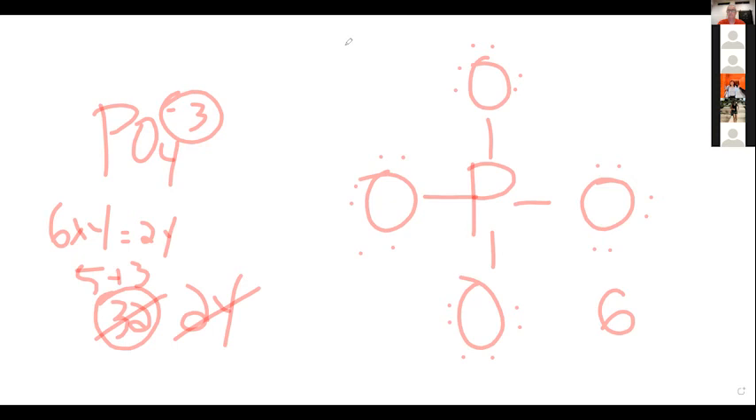Is it 7? 7, right. 2, 4, 6, and then 1 is 7. Yeah, we should have checked for octets first. I sort of jumped ahead.